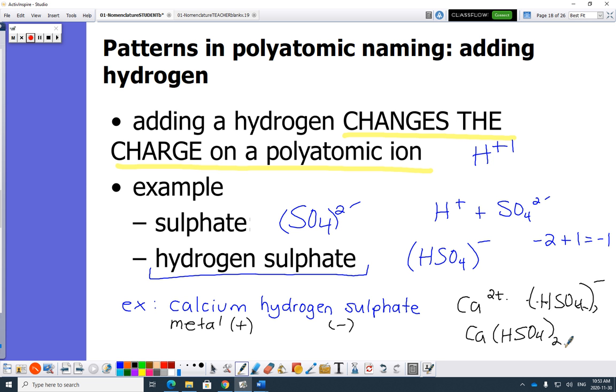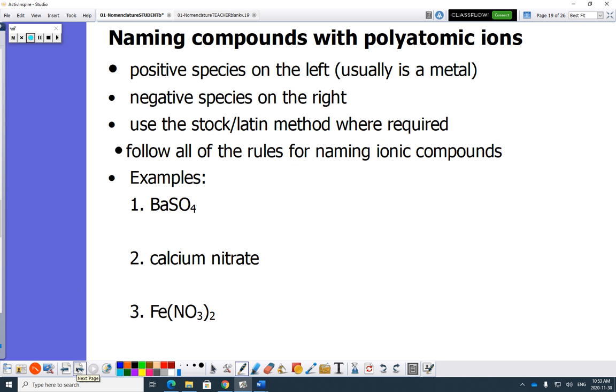Okay, so we're going to do more examples of these after we do acids, and you'll see why in a minute. So let's just do some review of polyatomic. We'll do barium sulfate, calcium nitrate, and iron 2 nitrate. Again, they are similar to ionic compounds. You're going to follow those rules.